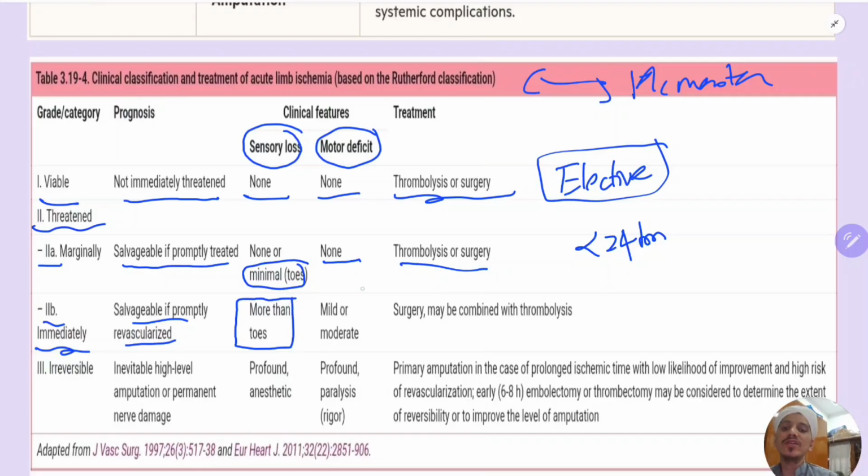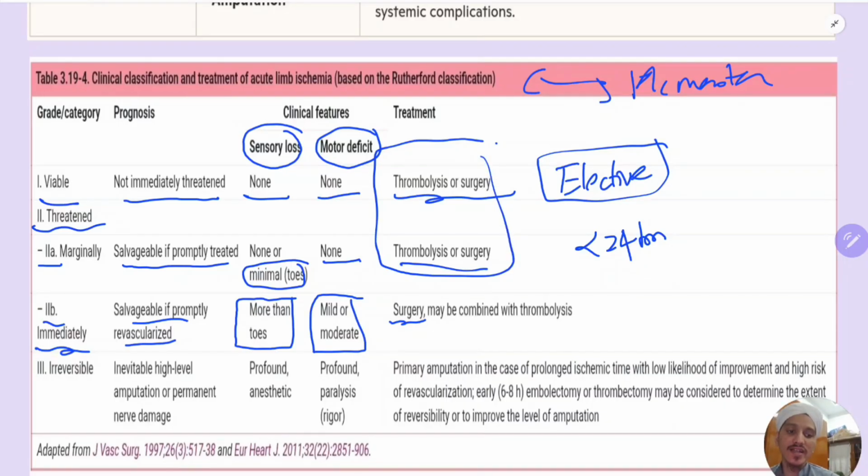and you have some motor loss also, mild to moderate motor loss. Then you should do surgery. Revascularization therapy is necessary. In 2A you have the option, either you can do thrombolysis or surgery, but here you don't have the option. You must do surgery, and that can be combined with thrombolysis. The limb is salvageable. Threatened means the limb is salvageable.